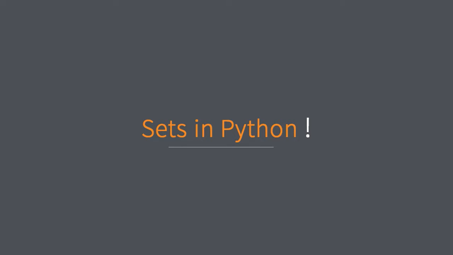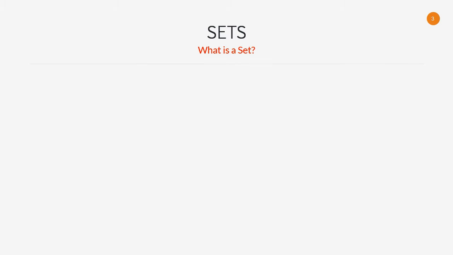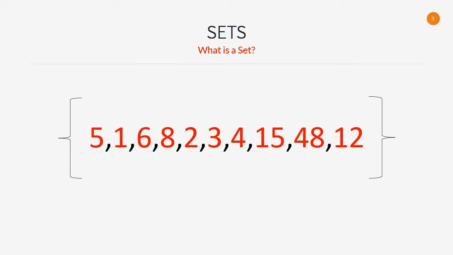Sets in Python. A set is another kind of collection that we are going to study in Python. Let us start by understanding what a set is. A set is an unordered collection of unique and immutable objects. By unique, unordered and immutable, we mean that, have a look at the sets shown on the screen.